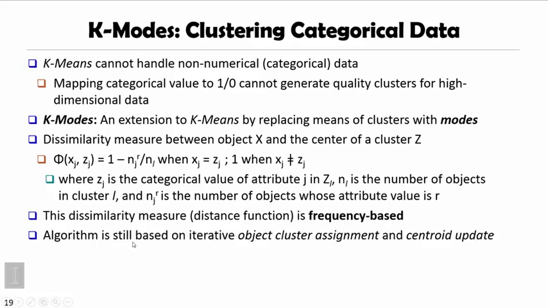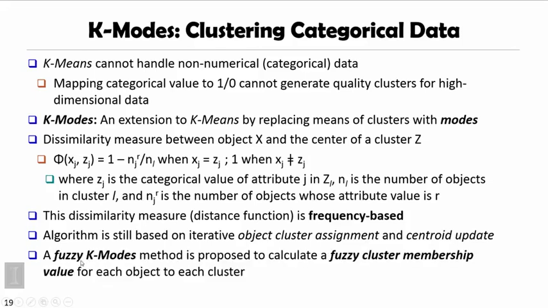The whole algorithm we will not list here, but it's still based on an iterative approach. We first do object cluster assignment, then do the centroid update. Then we loop until the criterion is reached. Then there's another alternative method called the fuzzy k-modes method.